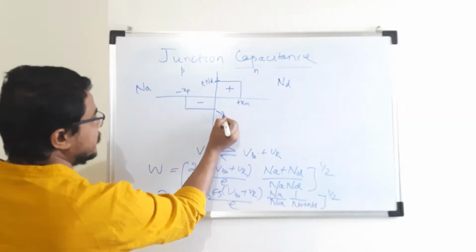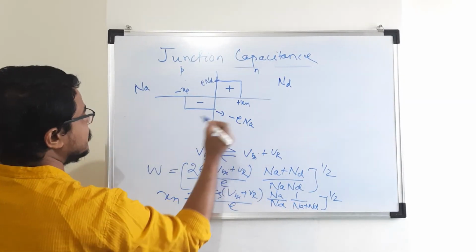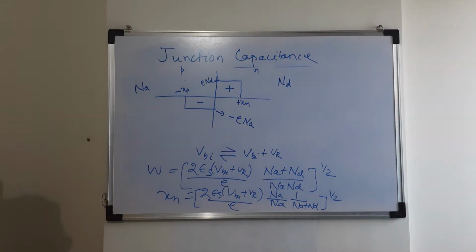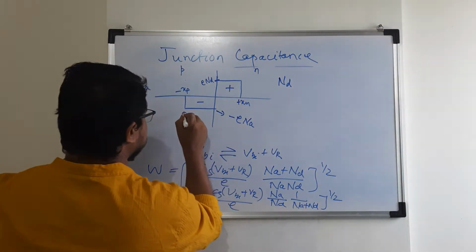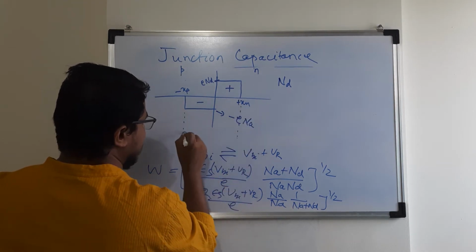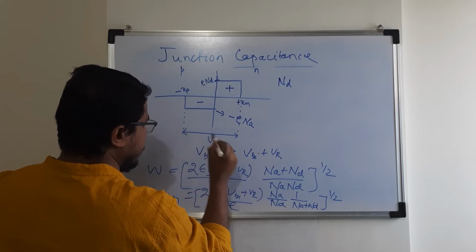Similarly, this value here is minus E because of the negative space charge, and Na is the impurity concentration for the P region, right? So this is given. Now the space charge width, you can see, when there is an applied reverse bias VR, right?